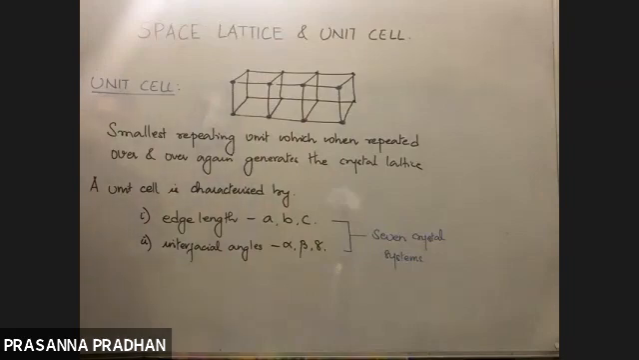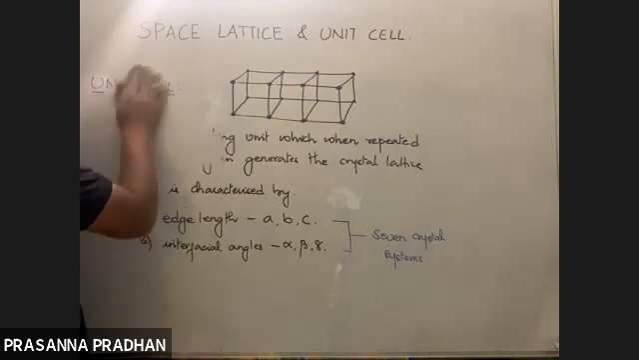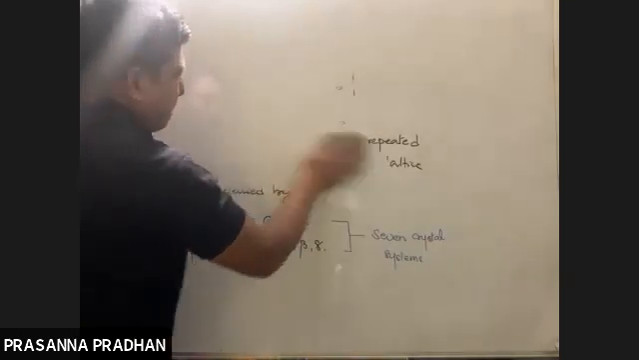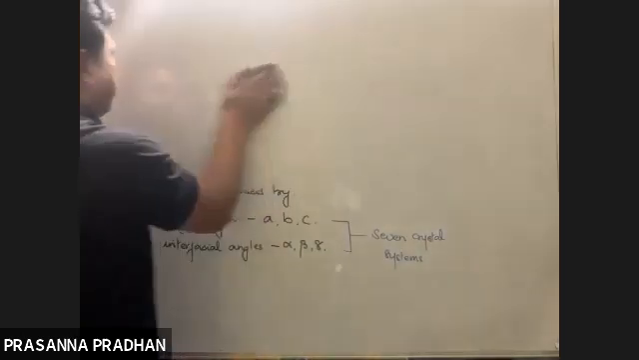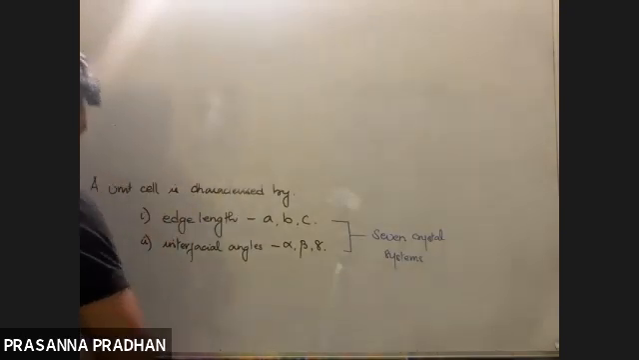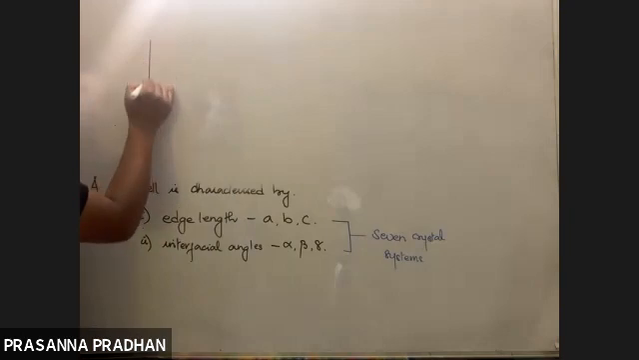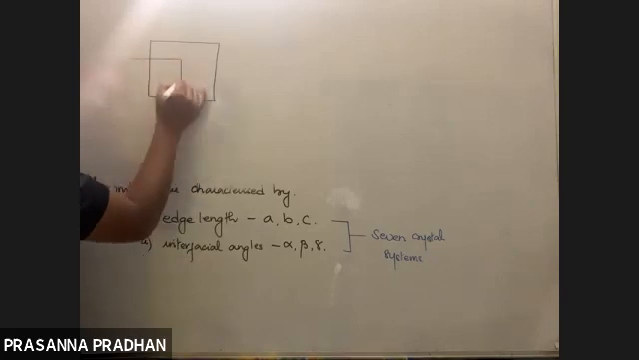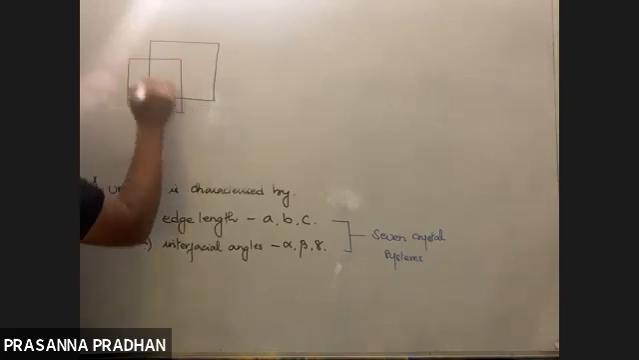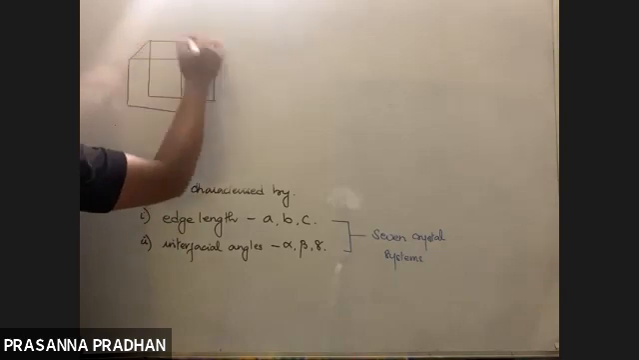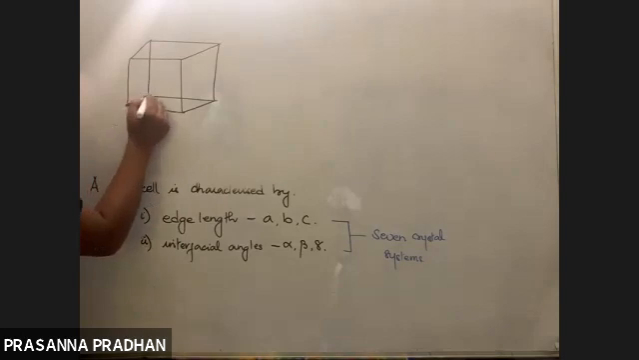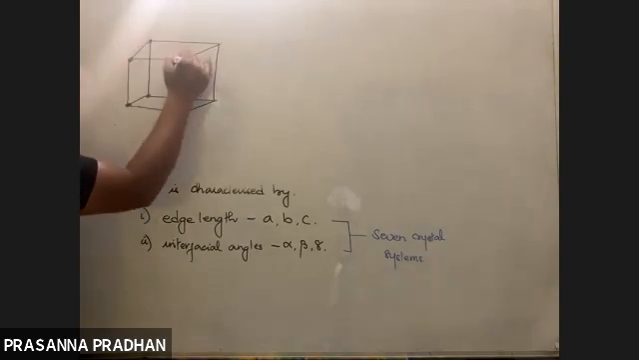Now what does this mean? I'll take out one small unit cell from here. What does a unit cell look like? It looks like a cube. So what are the lattice points here? These are the lattice points. Suppose the particles are present there.